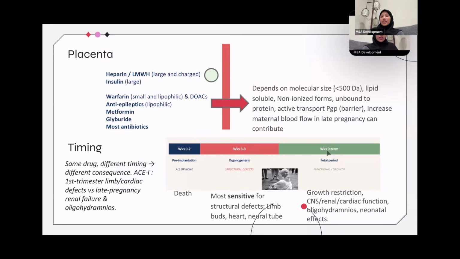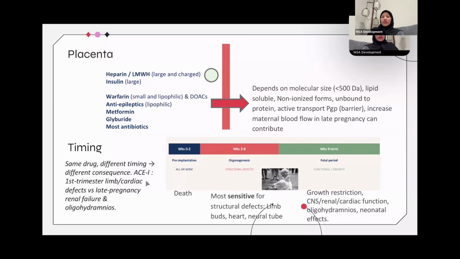From after 9 weeks, it is functional, so not limb defects, not structure defects. It's more of like how the body functions. So things like growth is affected, your neurodevelopment is affected, renal, cardiac, but not structure wise. It's just their function, causing oligohydramnios and so on.